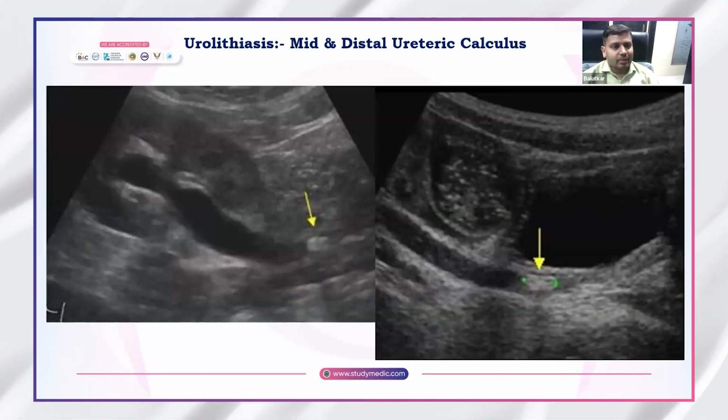Diagnosis of ureteric calculus, you need to be a bit meticulous about, because many a time a tiny calculus will be difficult to visualize as the ureter is obscured by bowel gas shadows and it's an entirely retroperitoneal structure. Especially the mid to distal ureter portion is a bit difficult to visualize because of bowel gas shadows. But once the ureter is dilated, you have to trace the ureter in a longitudinal and transverse fashion, and you have to localize the calculus.